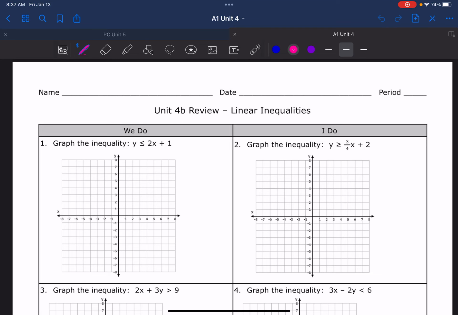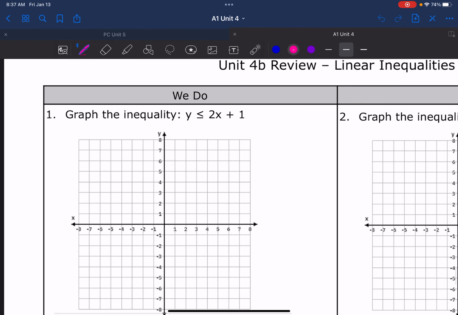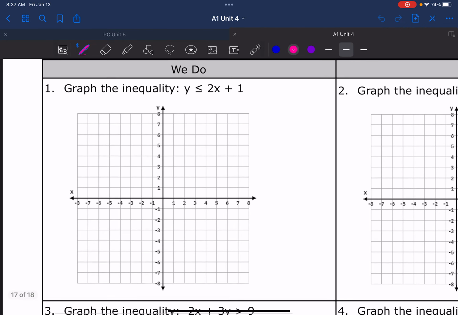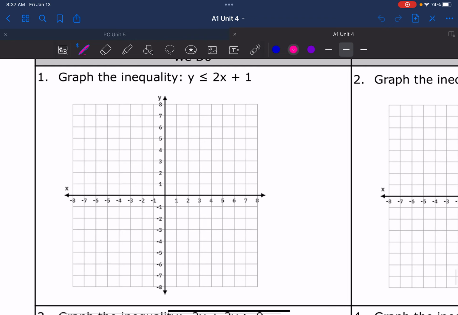Hey guys, today we're going to review for the test that we have coming up on Tuesday, which is going to cover linear inequalities. So this one is going to have a lot of graphing. So let's start off by graphing this single inequality. y is less than or equal to 2x plus 1.